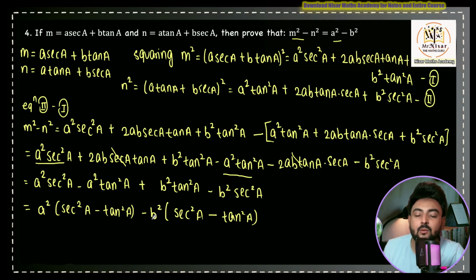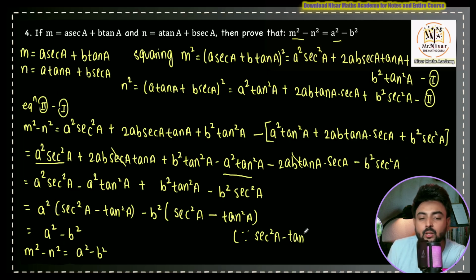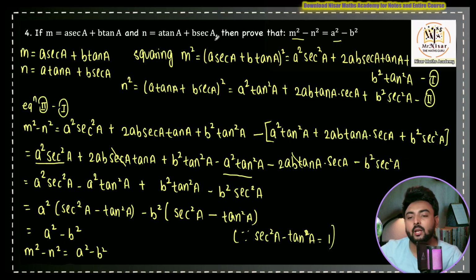Whenever we take a minus sign common, it has been said many times that the signs inside the bracket will get changed. Now sec square a minus tan square a becomes what? 1. And here also sec square a minus tan square a becomes 1. So I hope you have understood that the result is a square minus b square. Here you can write the reason that sec square a minus tan square a is going to become 1. I hope it is quite clear to you. Let's go ahead for the next question.